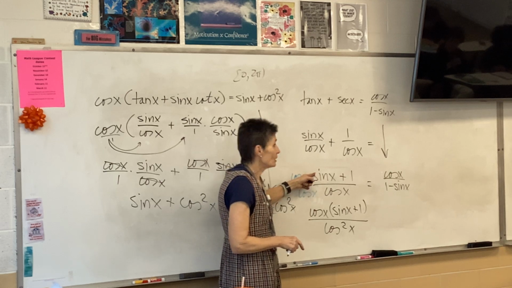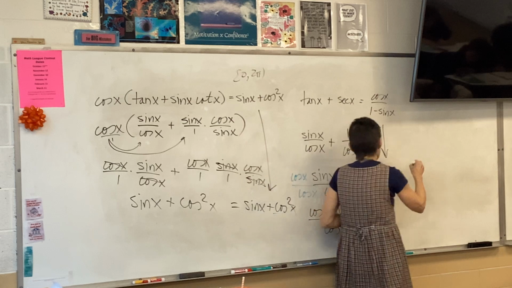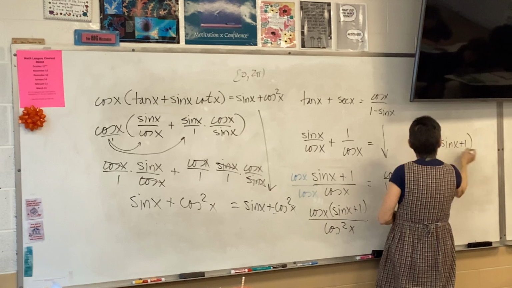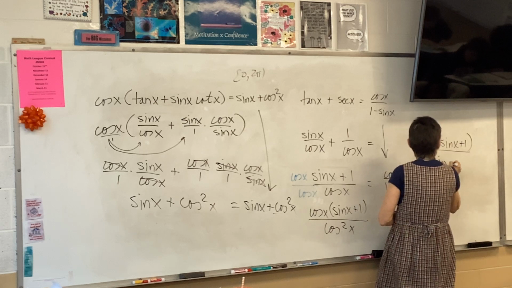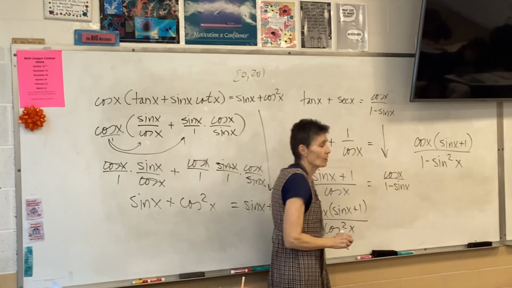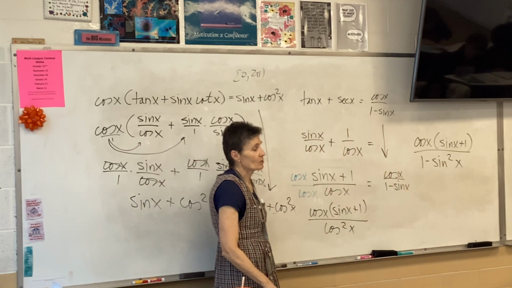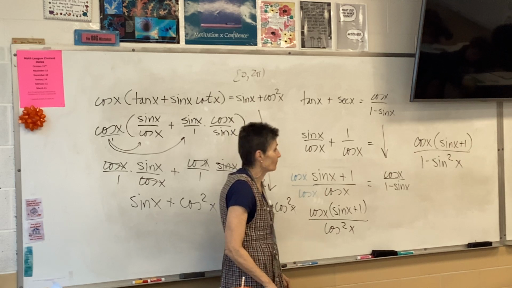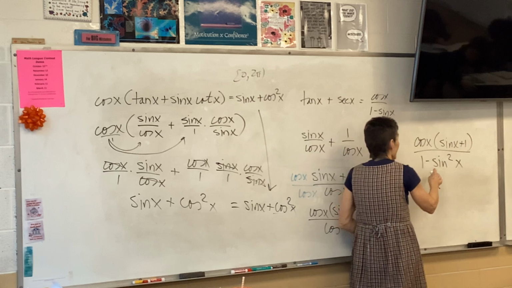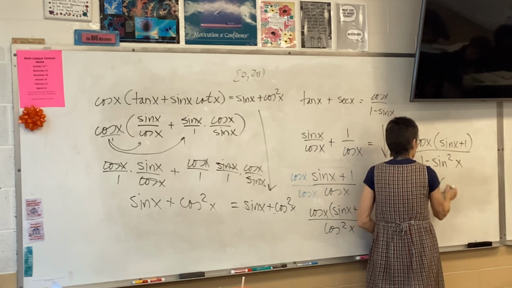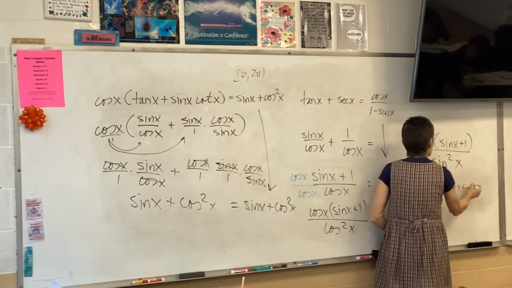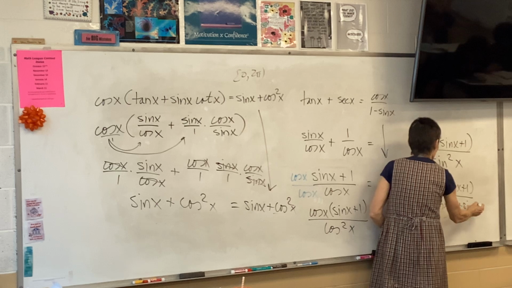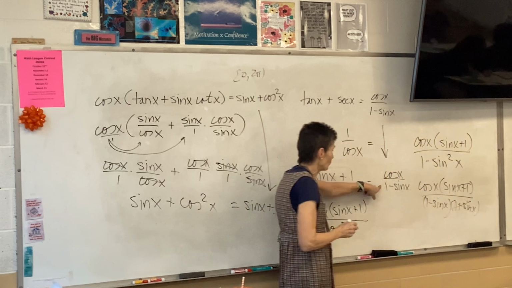Look on your sheet. Cosine squared is 1 minus sine squared. Sine squared plus cosine squared is 1, Dana. So cosine squared will be 1 minus sine squared. You can't cancel yet. This factors. It's the difference of squares. And once you factor, then you can cancel, and look what you end up with.